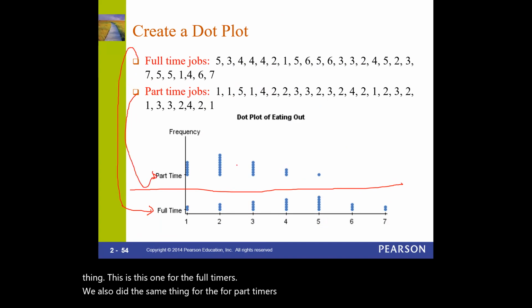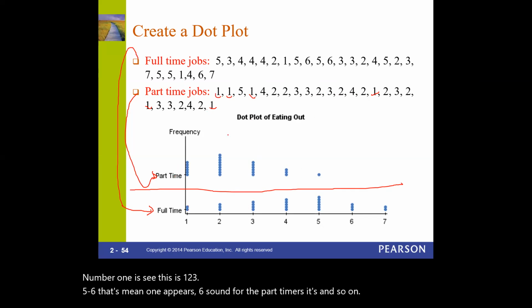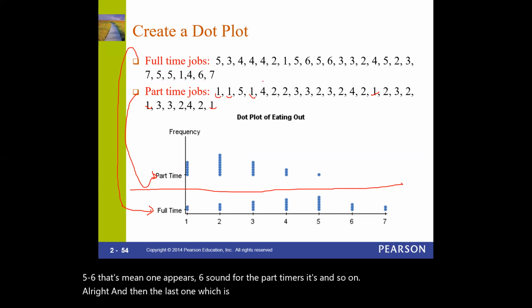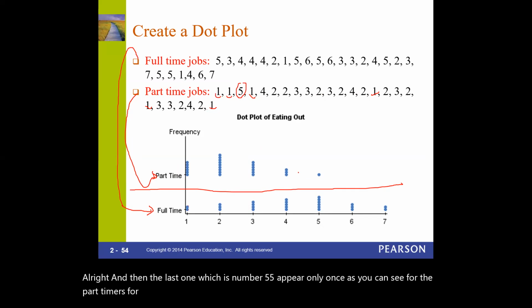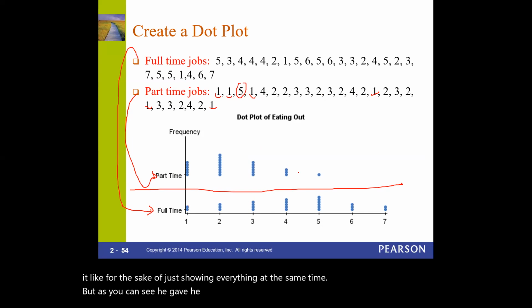Okay, so here, number 1. You see, this is 1, 2, 3, 4, 5, 6. That means 1 appears 6 times for the part-timers, and so on. And then the last one, which is number 5, appears only once for the part-timers. You don't have to do the tables together like this. We did it like this just for the sake of showing everything at the same time. But as you can see, it gives me an idea of the data.